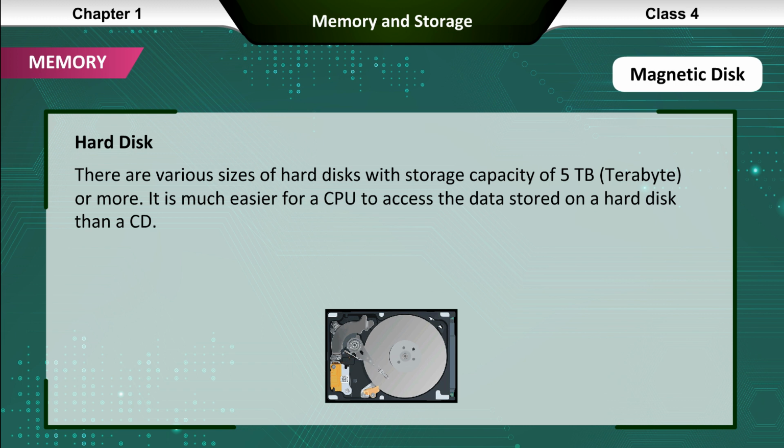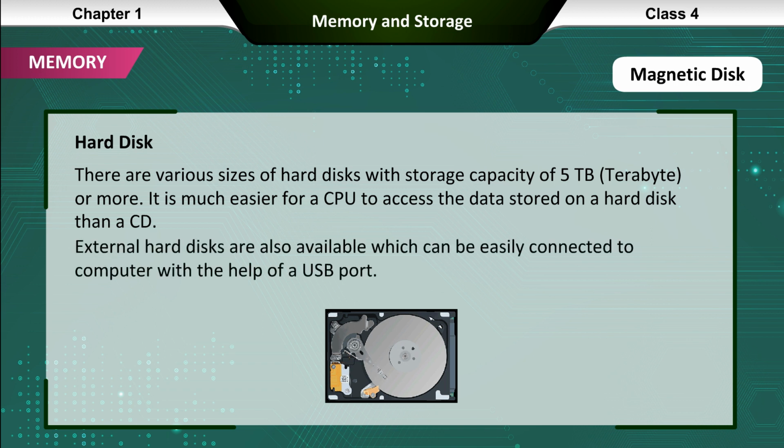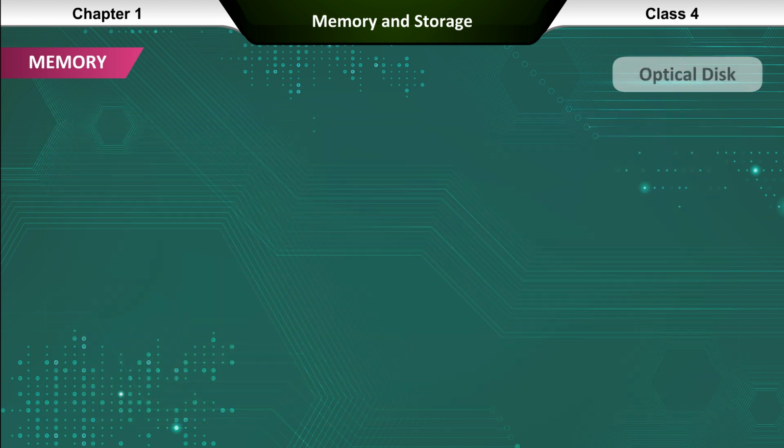There are various sizes of hard disks with storage capacity of 5 terabytes or more. It is much easier for a CPU to access the data stored on a hard disk than a CD. External hard disks are also available which can be easily connected to a computer with the help of a USB port.